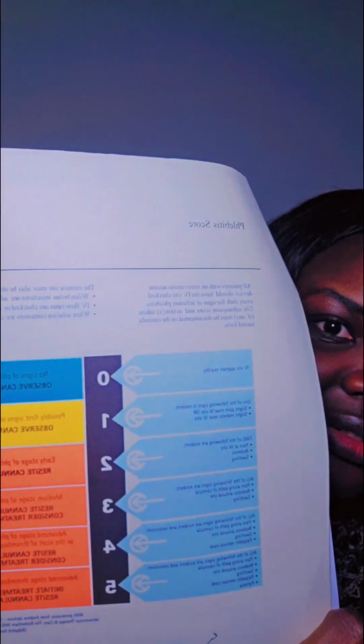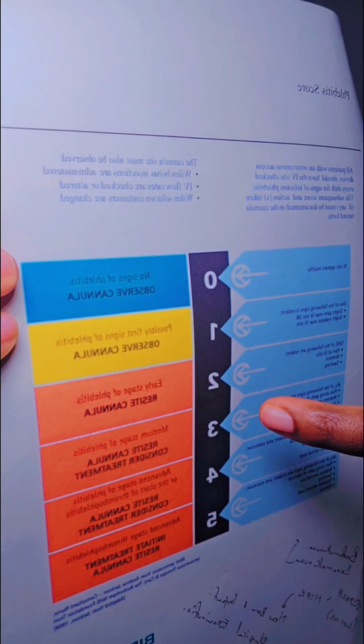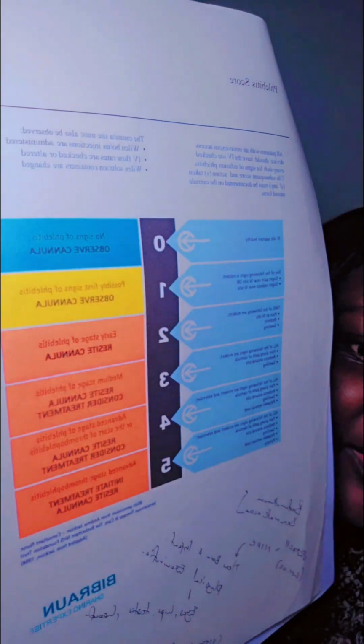Do we know how to do the VIP score? I have a VIP score chart. I don't know if it's possible to show it. So this is the phlebitis score, it's from 0, 1, 2, 3, 4, 5.